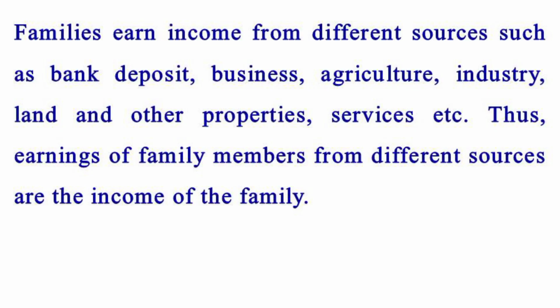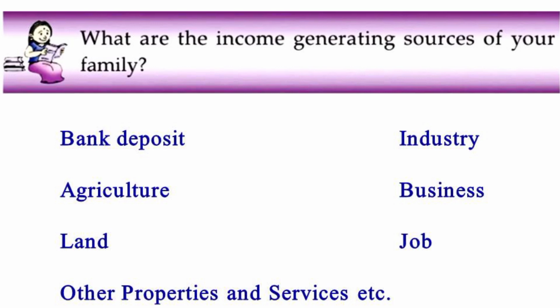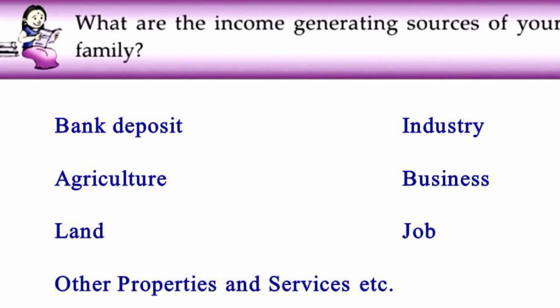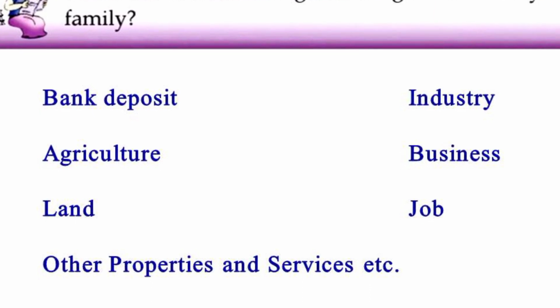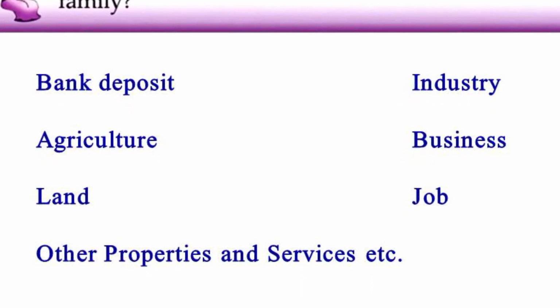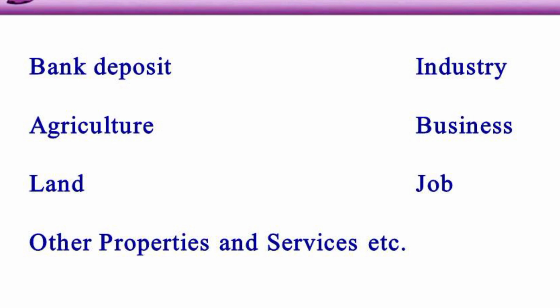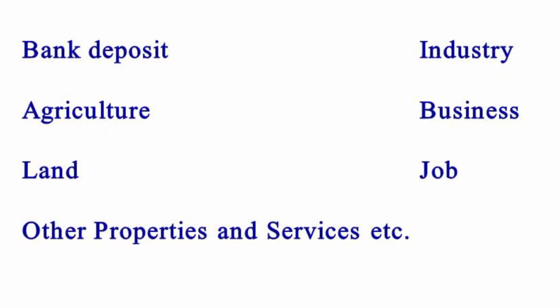Families earn income from different sources such as bank deposit, business, agriculture, industry, land and other properties, and services. Thus earnings of family members from different sources are the income of the family. What are the income generating sources of your family? Bank deposit, industry, agriculture, business, land, job, other properties and services.